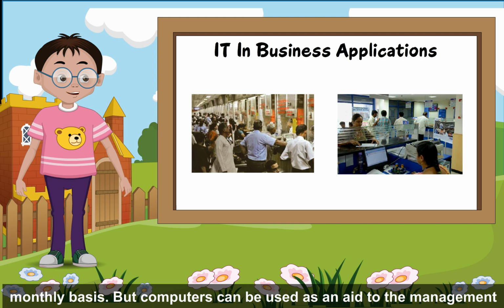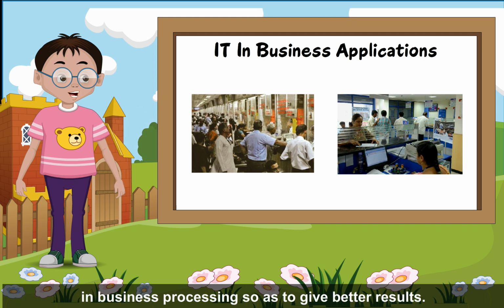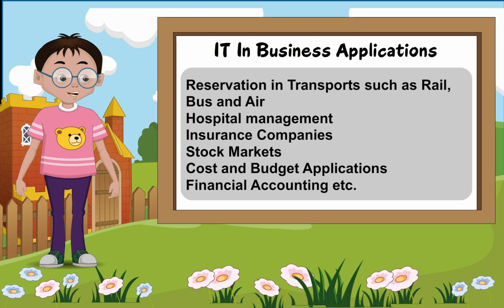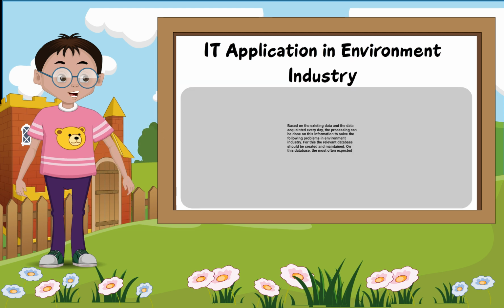But computers can be used as an aid to management in business processing so as to give better results. Some of the areas of IT applications in business are human resources management, salary and payroll, inventory control, purchase, sales and stock, banks, reservation in transport such as rail, bus and air, hospital management, insurance companies, stock market, cost and budget applications, financial accounting, etc.